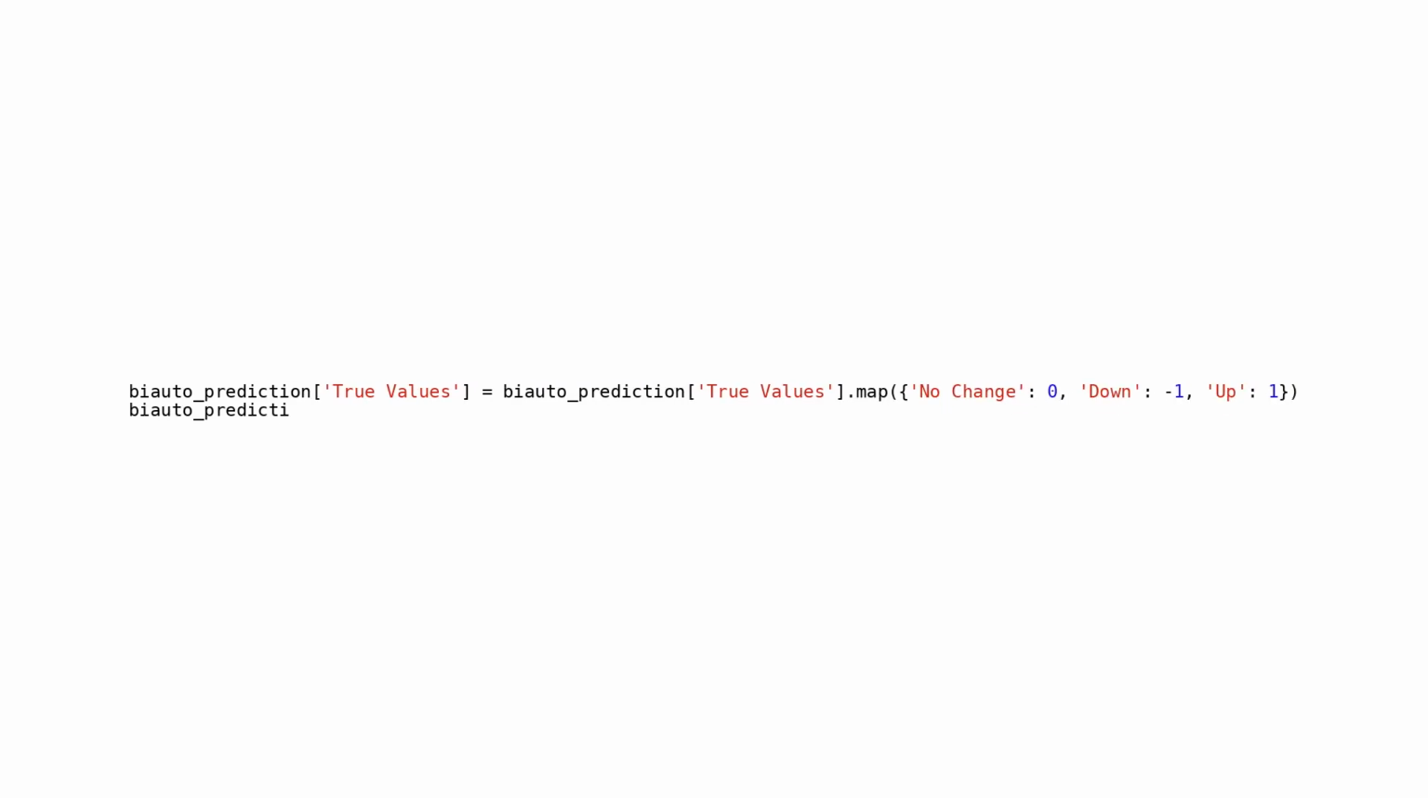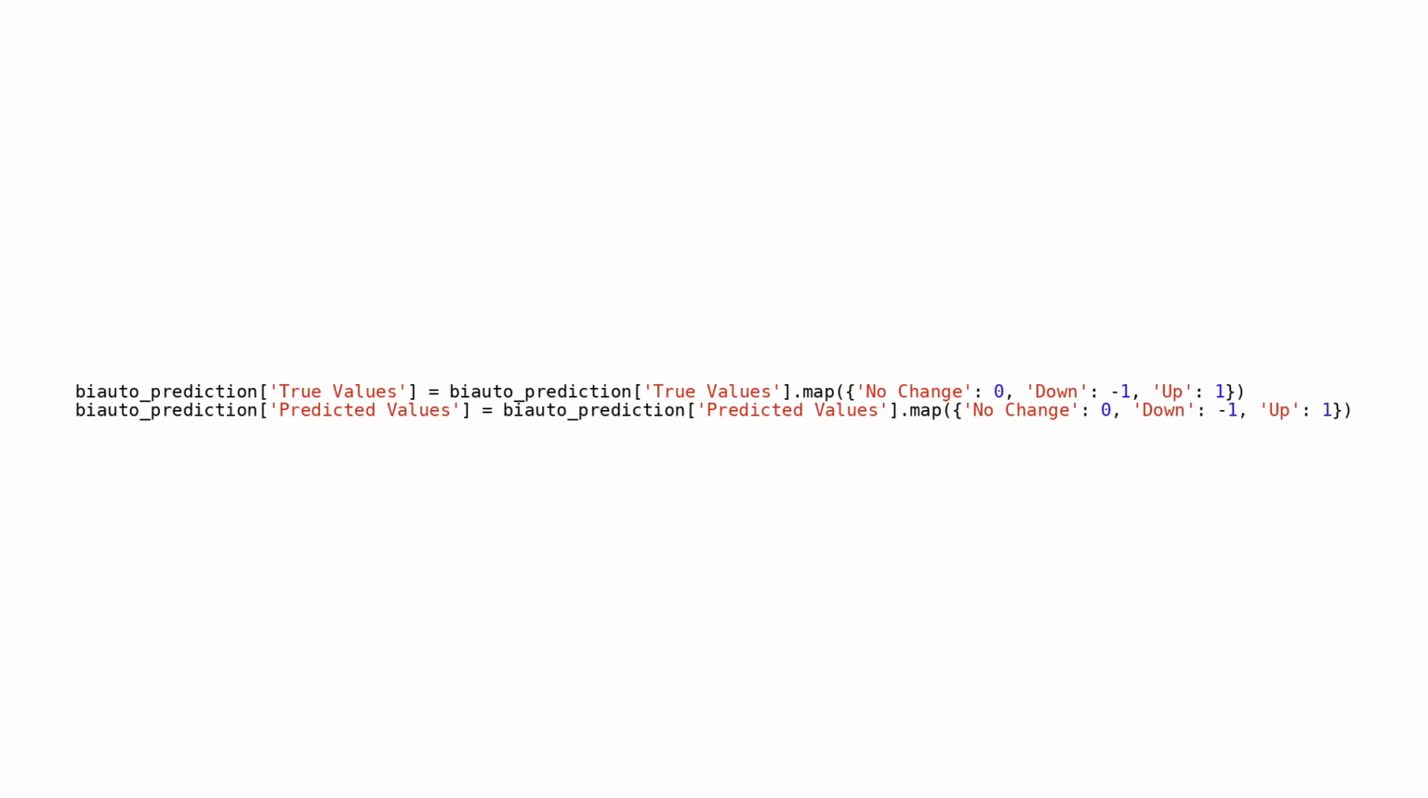This Python code converts string values in the columns true values and predicted values of the data structure called prediction by using the map function. The string values no change, down, and up were transformed into numerical representations of 0, 1, and 1 respectively. This encoding process allows for the manipulation of categorical variables in numerical-based algorithms or models.